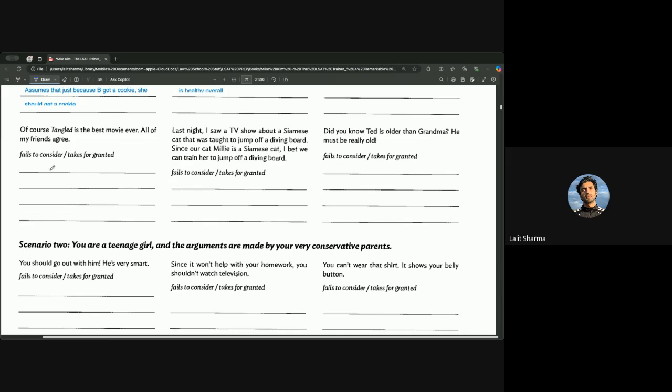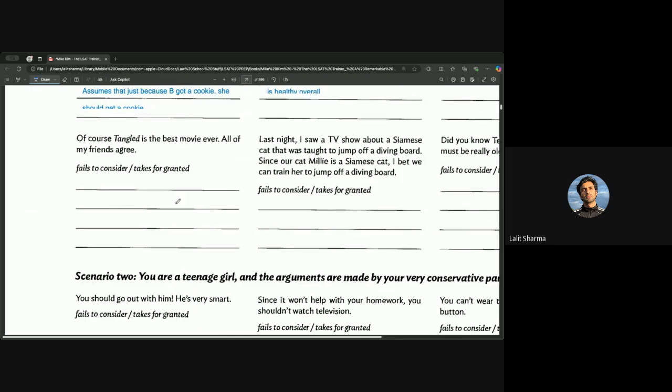But okay, this next one is about Tangled. Have you seen Tangled? I have not. No, me neither. I just know it has a really good song, When Will My Life Begin. Isn't it a kids movie? It is, yeah.